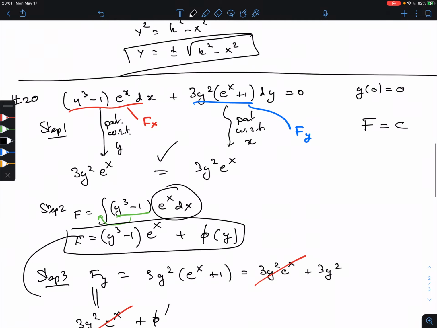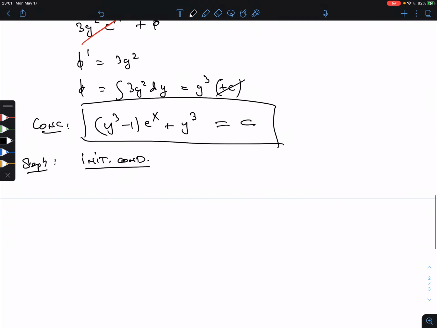Now the initial condition was that y(0) is 0. So if x is 0, then y is 0. So this means just plug that in and calculate what c is. Okay, I plug that in. I get minus 1 times e to the 0 plus 0 equals c. So that means that c is negative 1. Right? That's the conclusion, right?